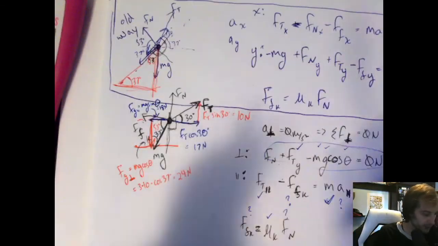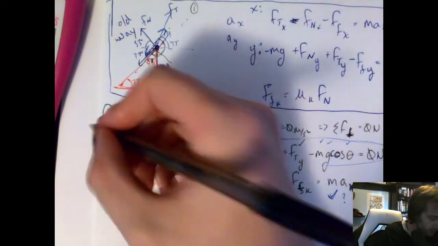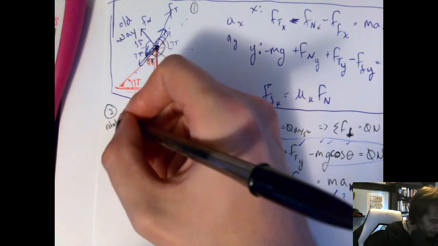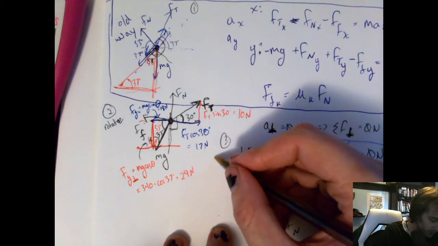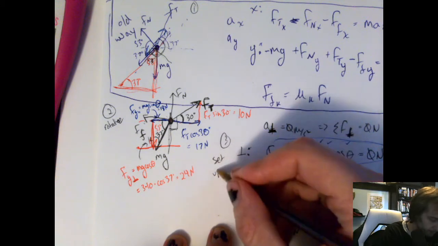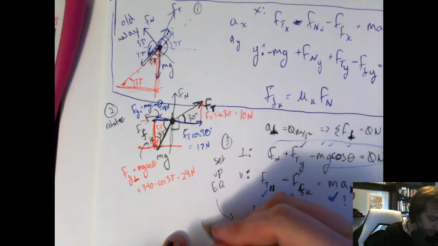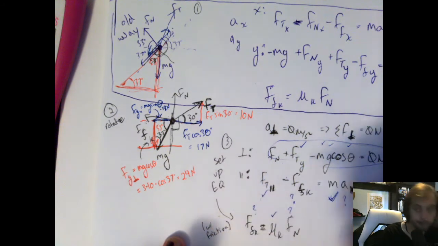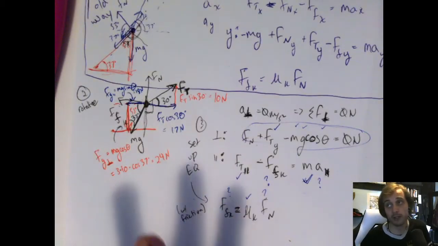So labeling out our steps for this one, we've pretty much got step 1, make the old free body diagram. Step 2, make the new rotated free body diagram. Step 3 would be set up equations. And don't forget friction if there's friction in the problem. And then step 4 is going to be solve out for the things you're actually looking for.